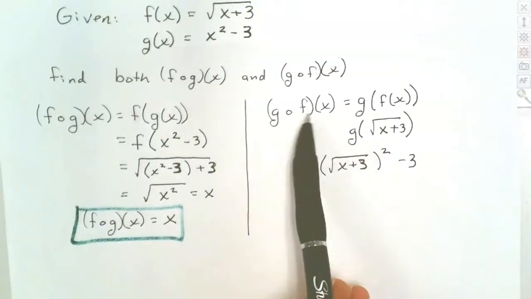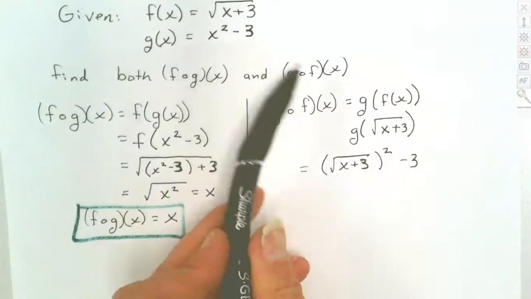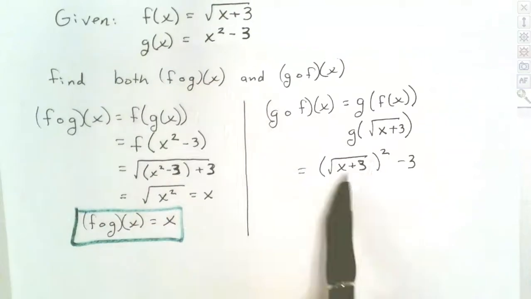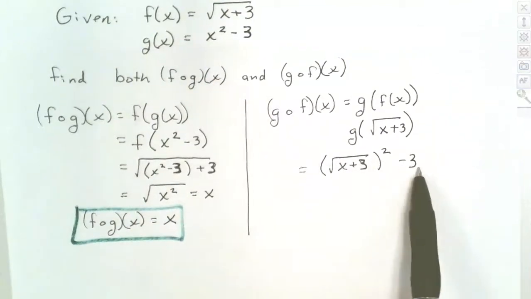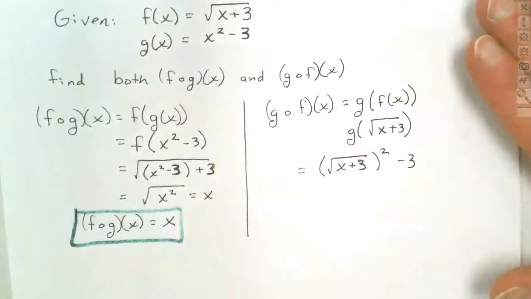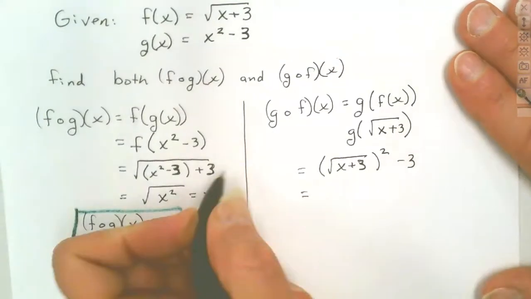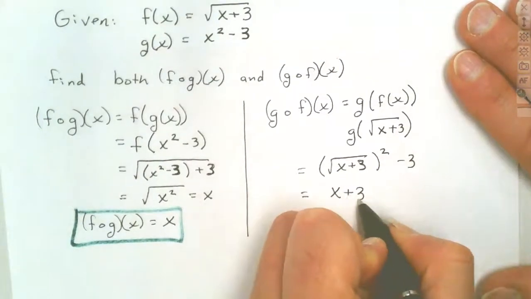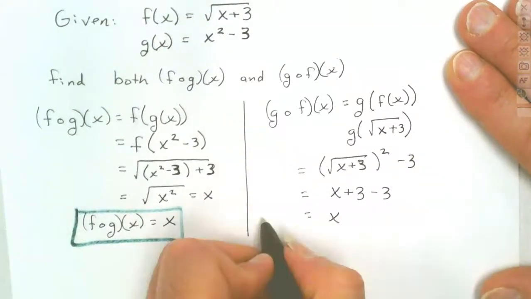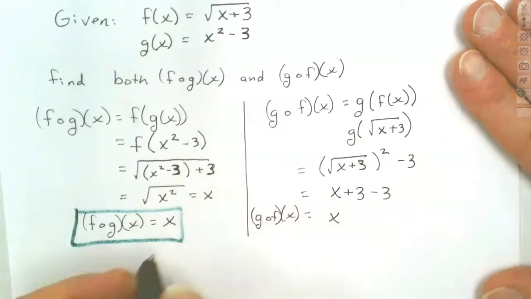So do you see how I plugged it in? I just plugged in my f, which was up here, okay? And then I rewrote my g function with the square and the minus 3. Plug my value in. What happens when I square a square root? Cancel. So that leaves you now with x plus 3 minus 3. So then my final answer is the same, and that's g composed with f of x.